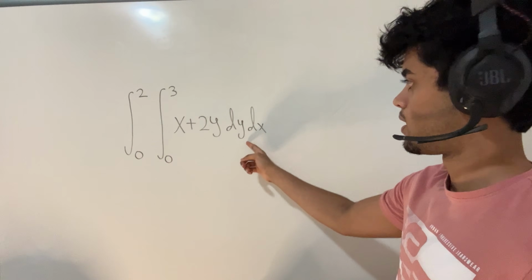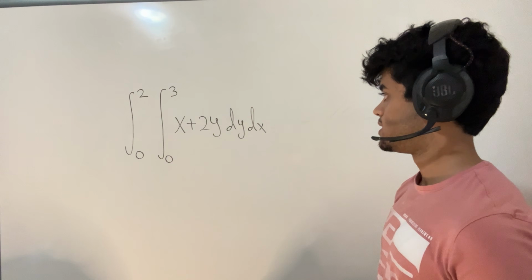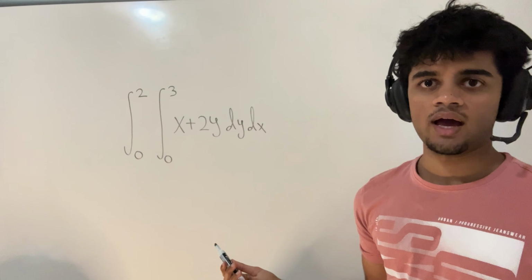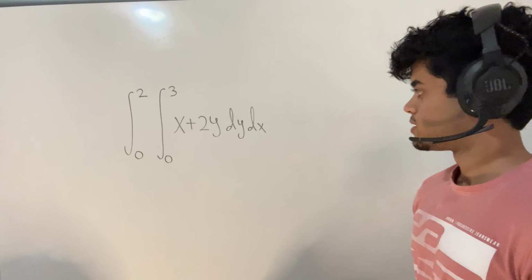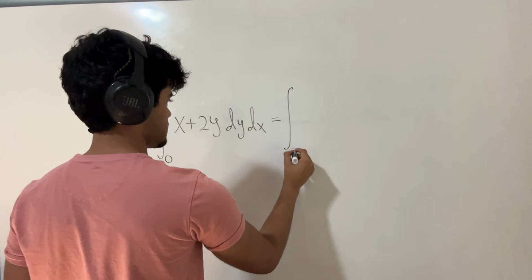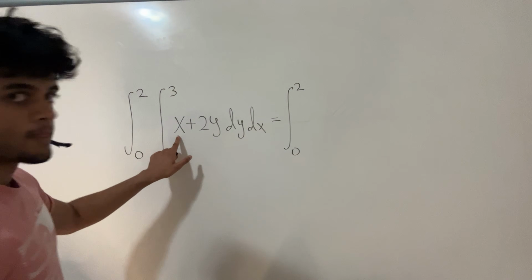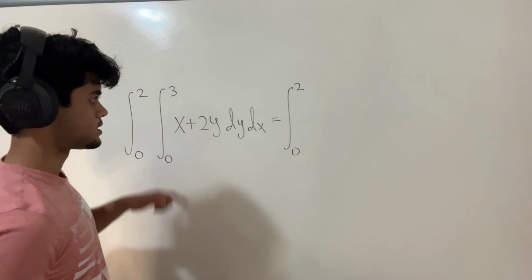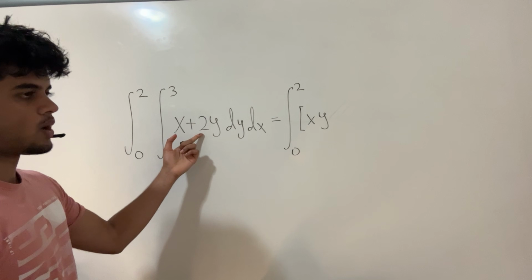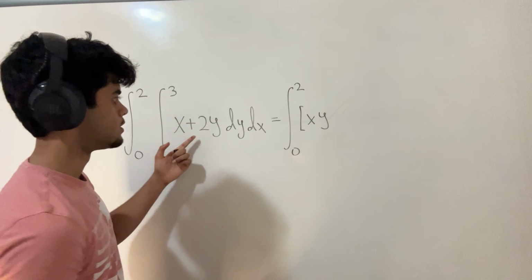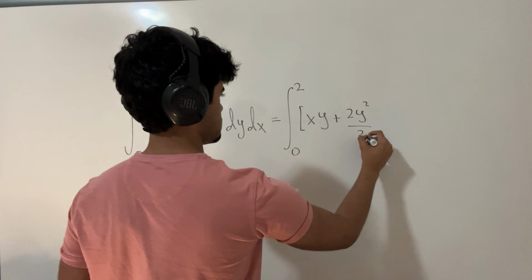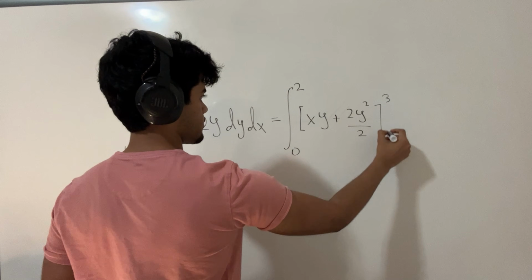So first we are integrating with respect to y, which means we have to hold x as a constant. It doesn't matter, maybe x could be like 5 or something. So if x is a constant and we integrate from 0 to 2, this would be xy, and then plus 2y squared over 2. That's just the normal reverse power rule from Calc 1. The bounds for y go from 3 to 0.